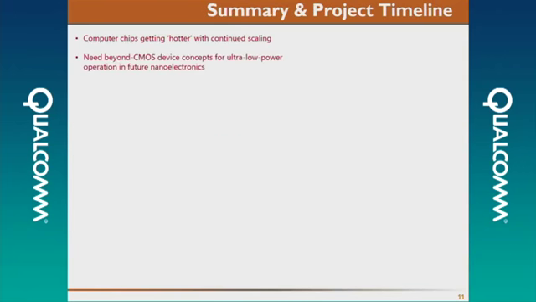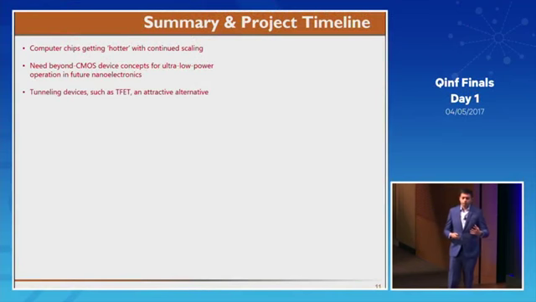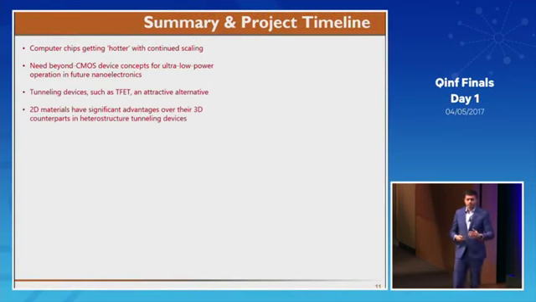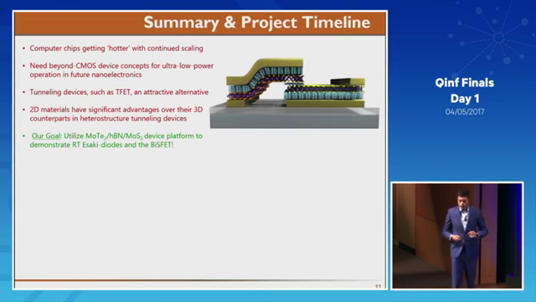So finally, to summarize, computer chips are getting hotter and hotter, so we need beyond CMOS ultra-low power device concepts. Tunneling devices such as the TFET offer an attractive alternative, and 2D materials have significant advantages over 3D when it comes to making these heterostructure tunneling devices. Our goal is to use the heterostructure platform of MoTe2, hBN, and MoS2 to demonstrate not just the room temperature Esaki tunnel diode, but also the BiSFET, which is a very novel ultra-low power device. Now, we should put our money where the miracle is, and we believe that the BiSFET is one such miracle device concept. And if realized, it can be a complete game changer for the electronics industry.